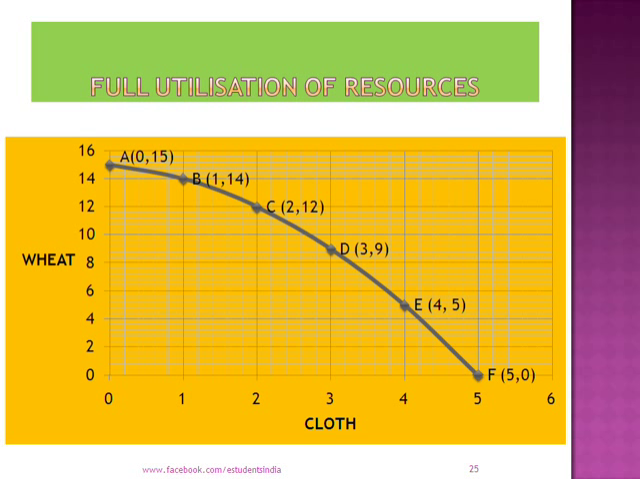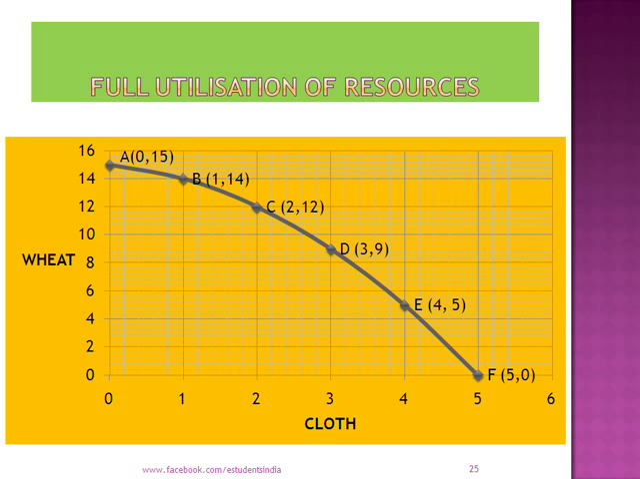If all the given resources are employed for the production of wheat, 15 units of wheat, A, is produced. If all the given resources are employed for the production of cloth, 5 units of cloth, F, is produced. With the production possibility B, the economy can produce with given resources 14 units of wheat and 1 unit of cloth. As we move from A to F, we draw away some resources from the production of wheat and devote them to the production of cloth.